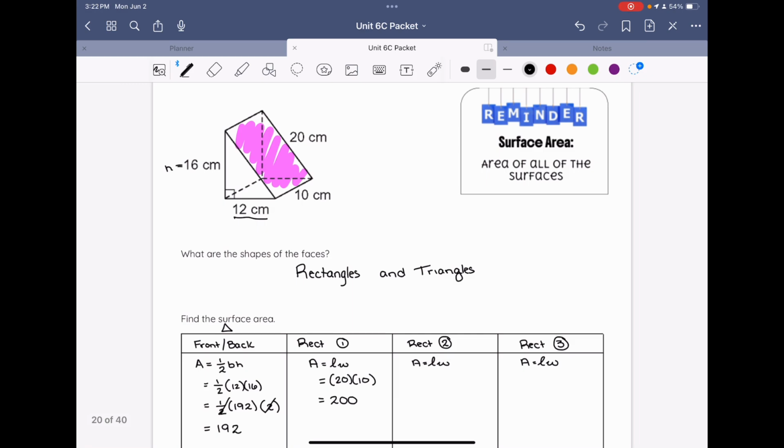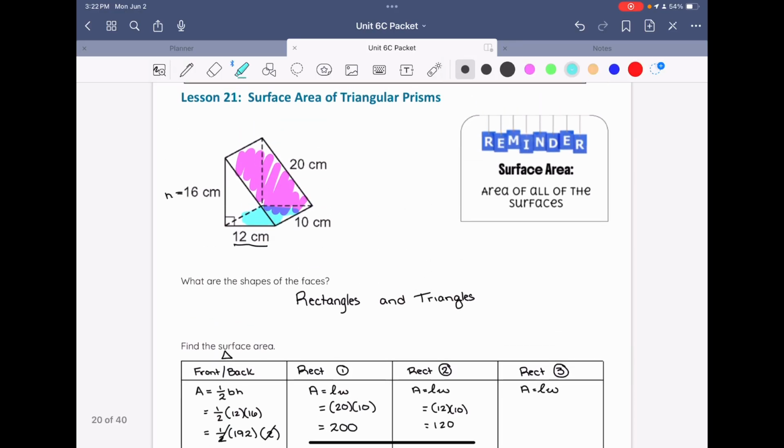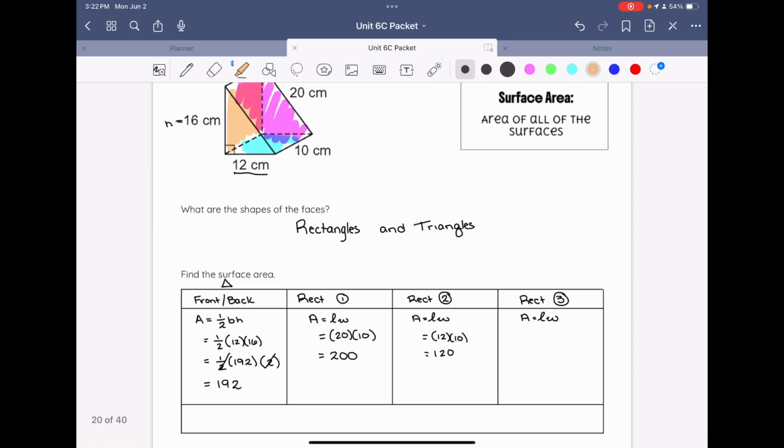Rectangle 2, I'm going to attempt to highlight. I'm going to do the bottom, so that'd be 12 times 10, which is 120. And lastly, this rectangle that is in the very back of my shape here on the left side, that is 16 times 10.